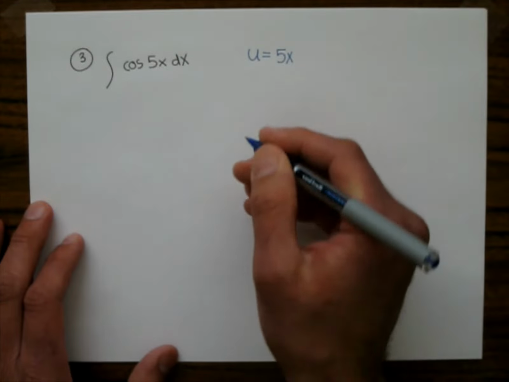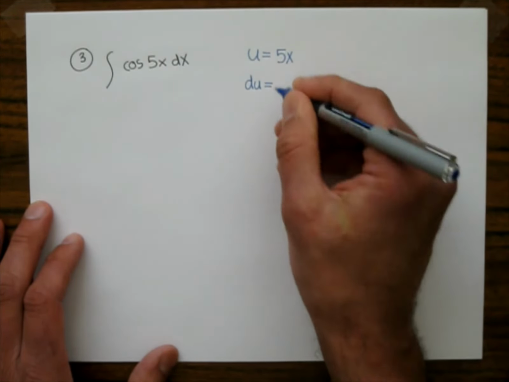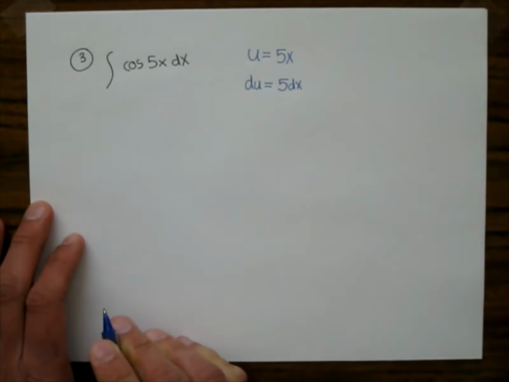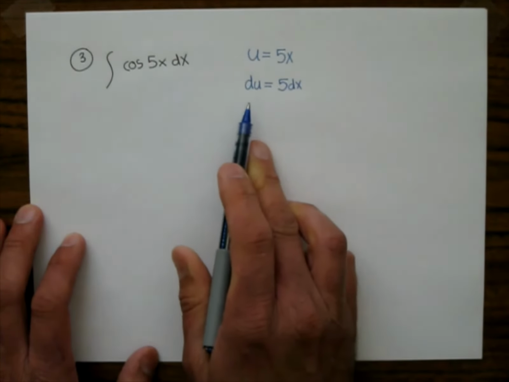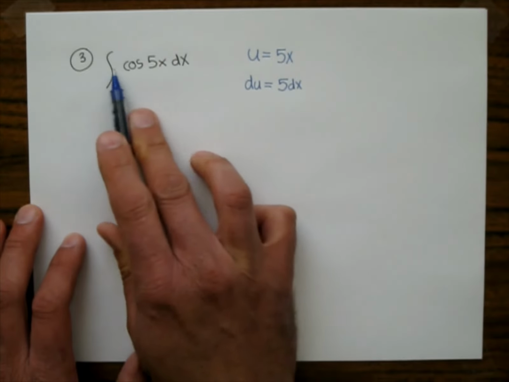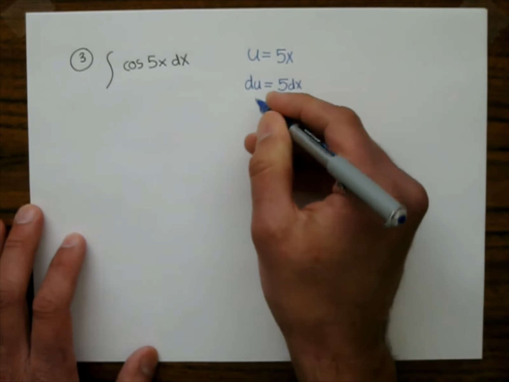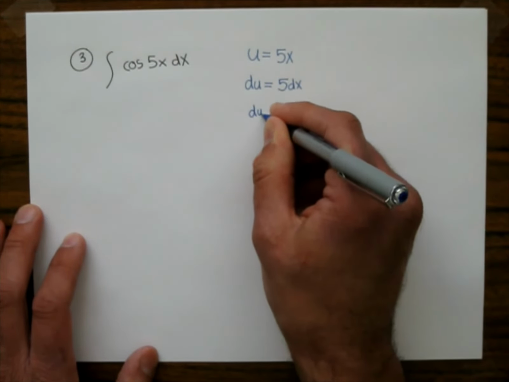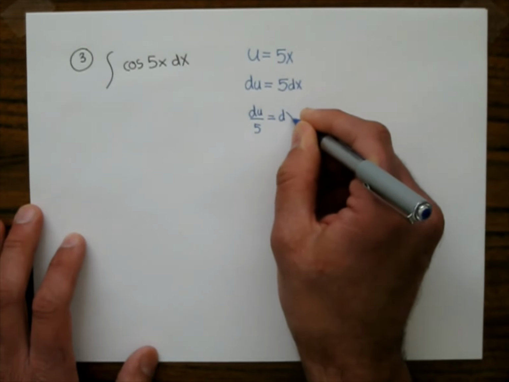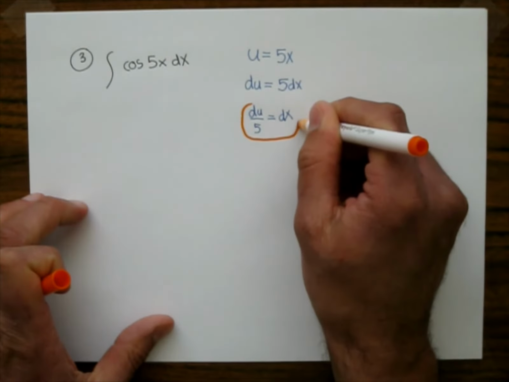Okay. So du is the derivative of 5x, which is 5 dx. And now what we want to do is we see a dx there. We don't see a 5 anywhere. So I'm going to divide both sides of this equation by a 5. So I have du over 5 equals dx. Now I can get rid of the dx.